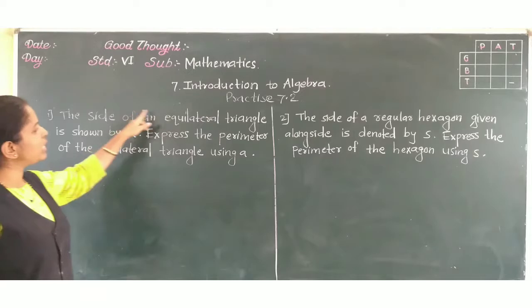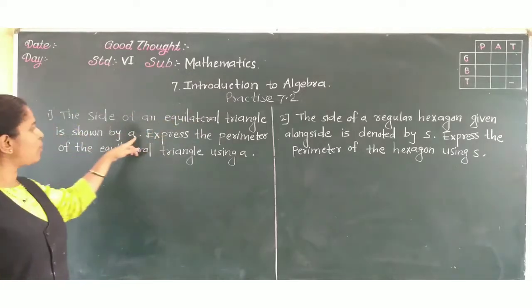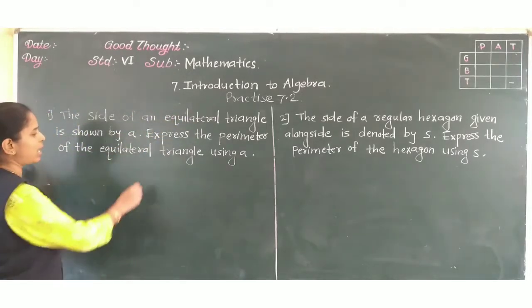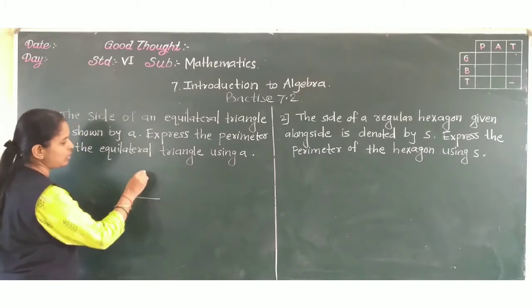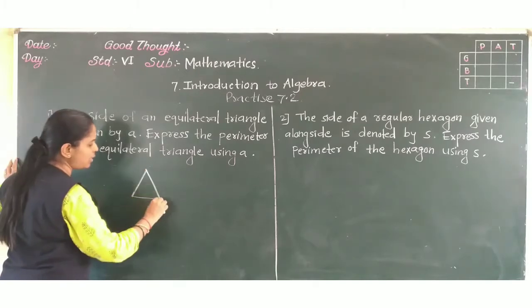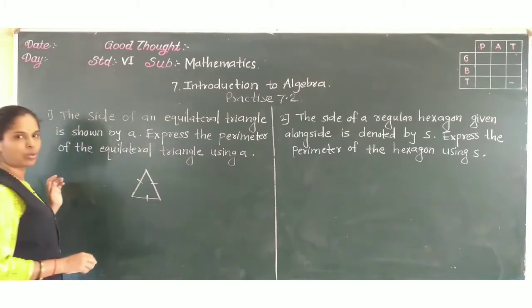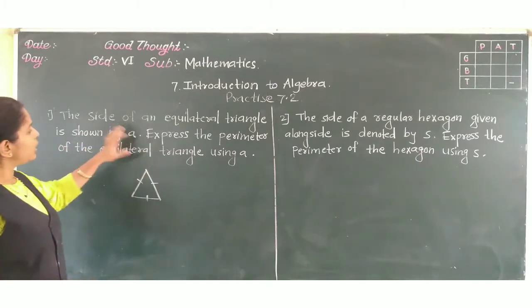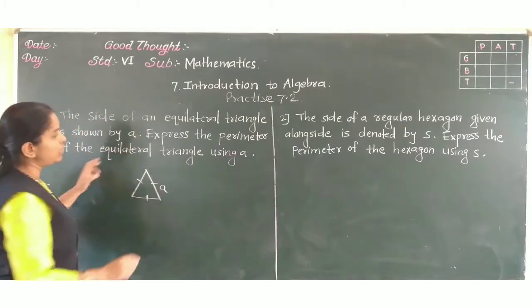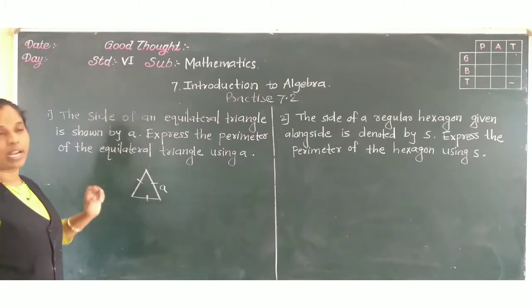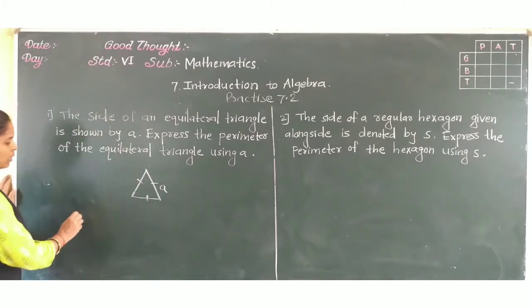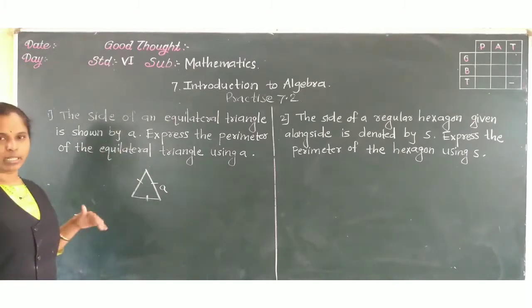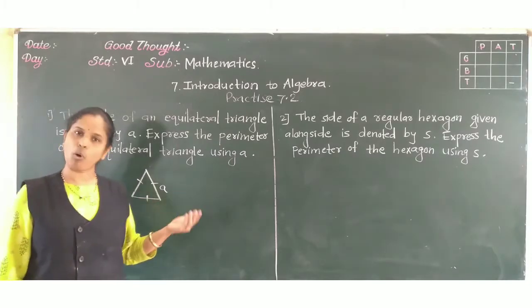The side of an equilateral triangle is shown by A. Equilateral triangle means a triangle whose all three sides are equal. Okay. So it is shown by A. Then express the perimeter of the equilateral triangle using A. Perimeter means what? Perimeter is nothing but the addition of all the sides.